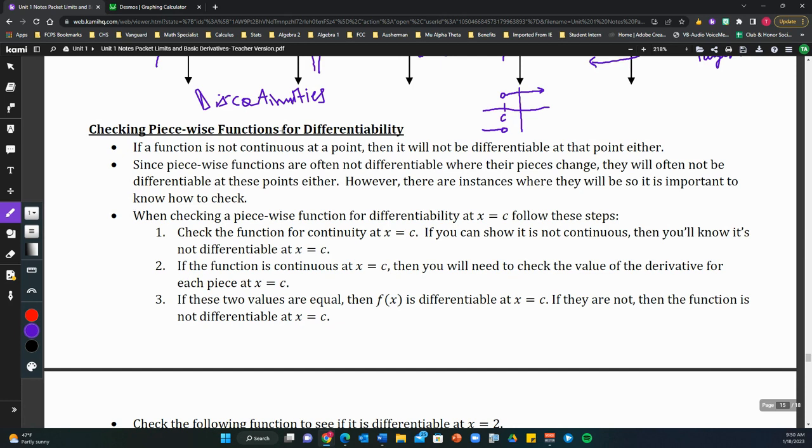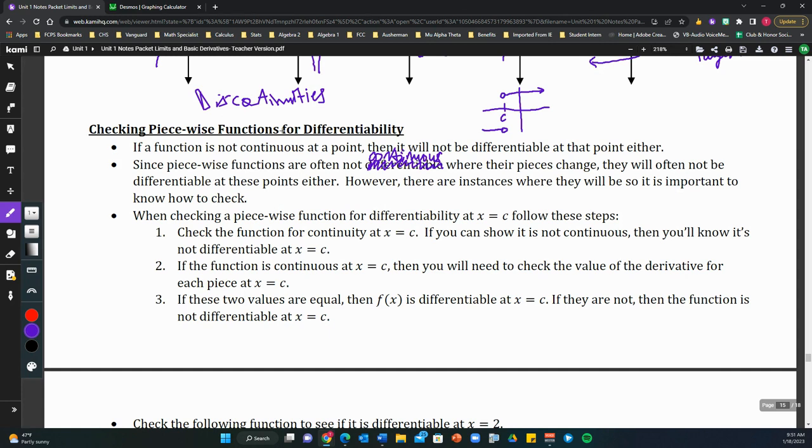Because again, if a function is not continuous at a point, then it can't be differentiable at that point either. Since piecewise functions are often not continuous where their pieces change, they're often also not differentiable there as well. But there are some instances where it is continuous, but we have to make sure that it's not an unnatural sharp turn and that their rates of change make a smooth transition from one piece to the next.